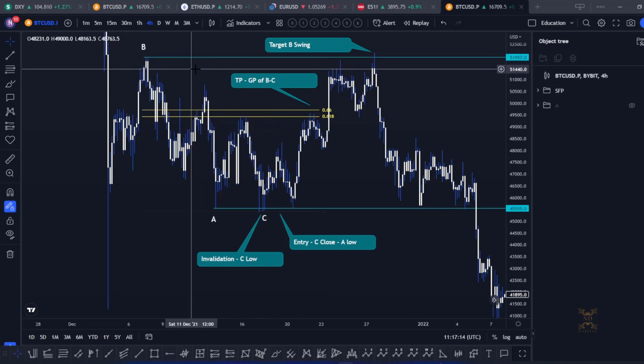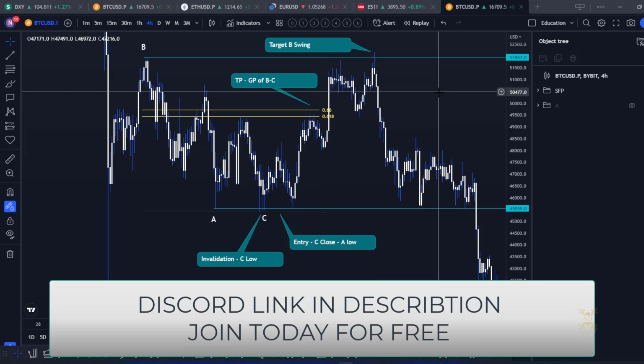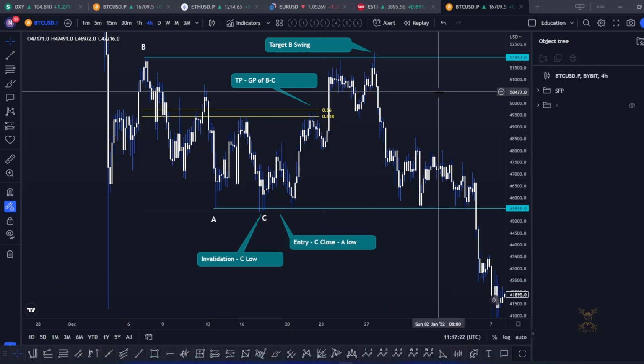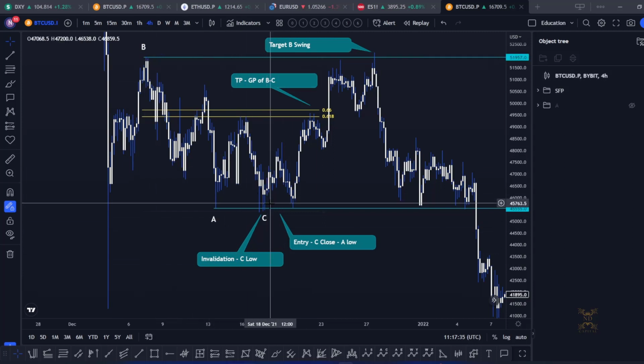So I would suggest that you use the swing failure pattern on 4 hour plus. Of course, you can use it on the 15 minute, on the 30 minute. It's reliable there as well. But I would suggest if you're a beginner, which this guide is for, use it on 4 hour plus. So in this example, you have point A, you have point B, you have point C.